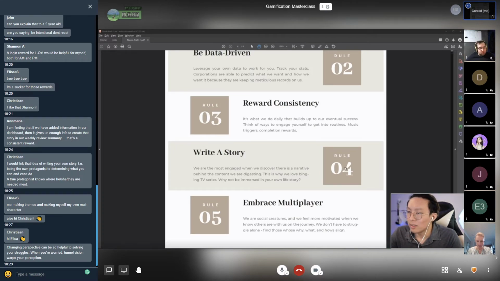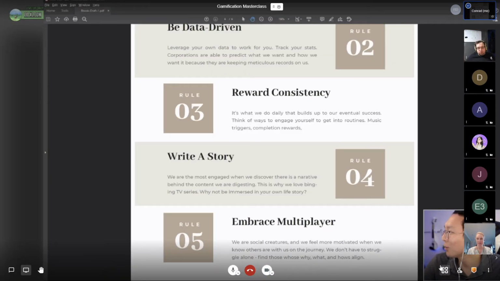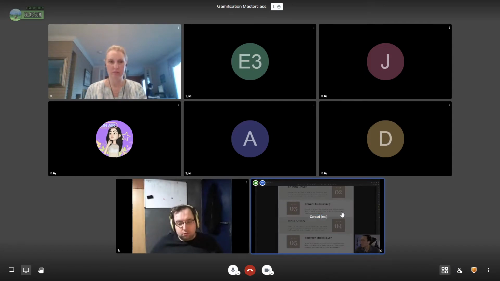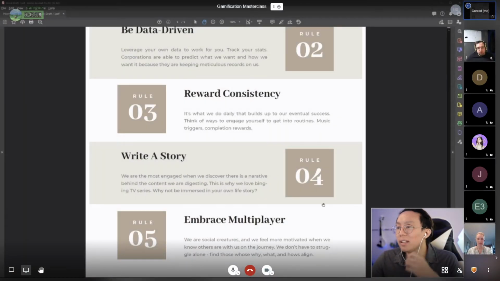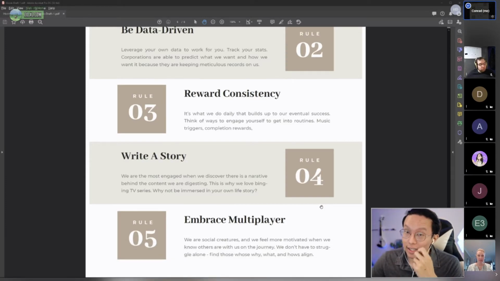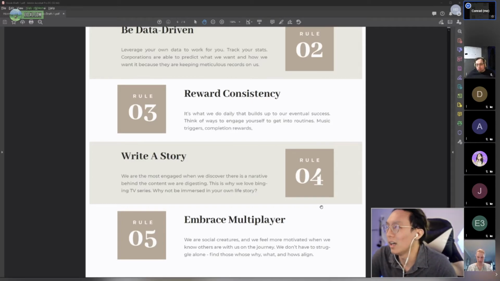Awesome. So let's talk about the last one, rule number 5. Rule number 5 is a rule that I think we all agree with and appreciate here in this community. And rule number 5 is embracing multiplayer. The reason I want to talk about this is that I think we mentioned it at a few points in this call, but I want to say that we're social creatures.